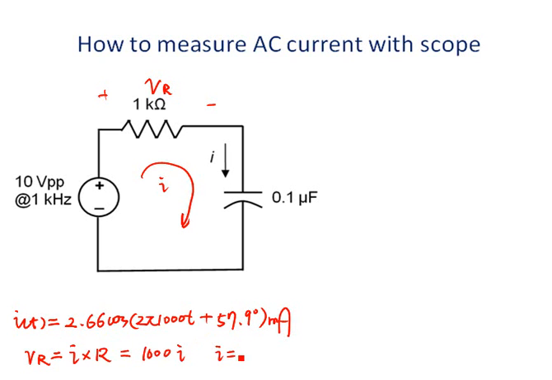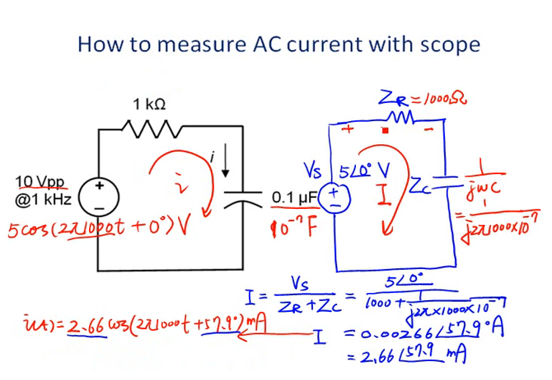So the current should be VR divided by resistance, 1000. In phasor domain, the relationship is the same. The current should be the voltage divided by the resistance, 1000. So let's look at phasor domain. The Ohm's law works in the same way. VR is the voltage across the resistance. That is 1000 times I. So the current should be VR divided by 1000.